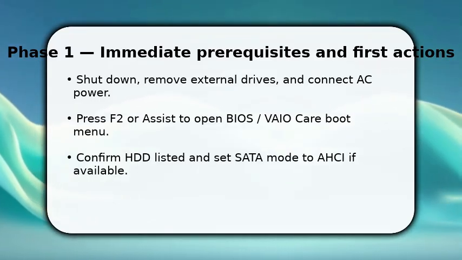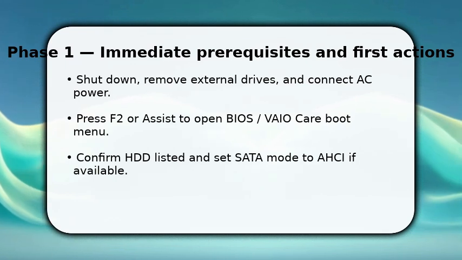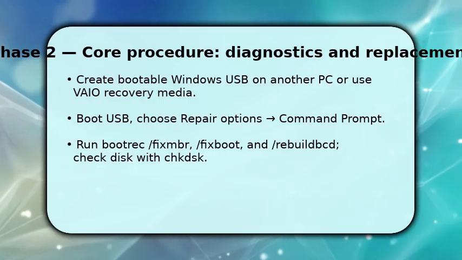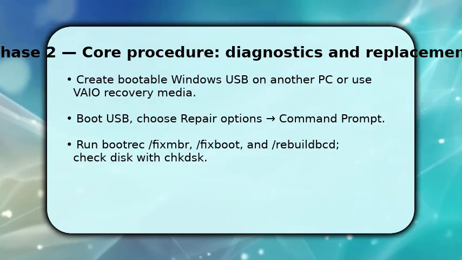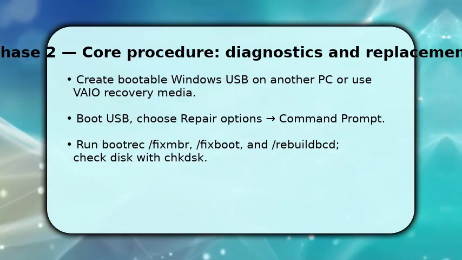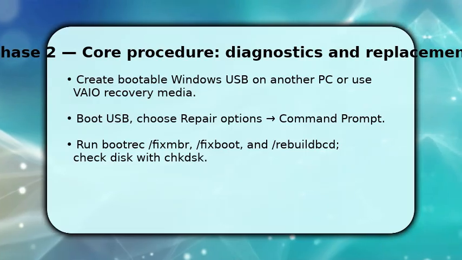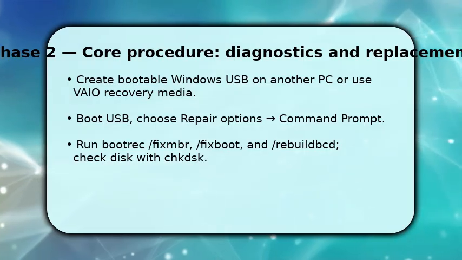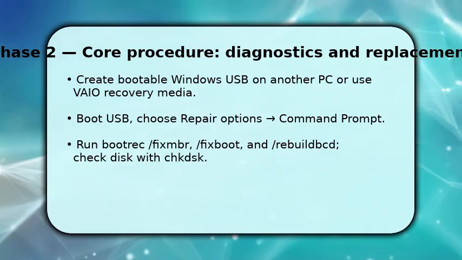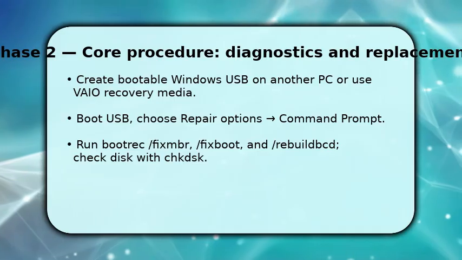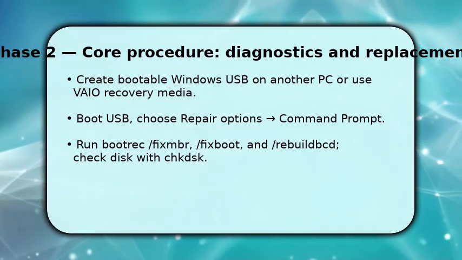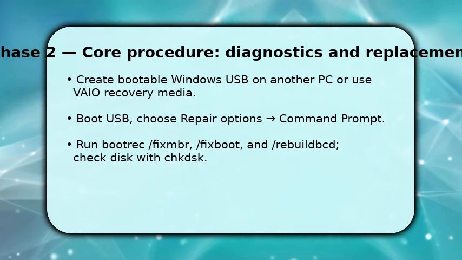Once BIOS shows the drive and you have a Windows USB or VAIO recovery disk, boot from that media and choose repair options. You'll open command prompt to run targeted tools. Bootrec /fixmbr and Bootrec /fixboot rewrite the master boot code. Bootrec /rebuildbcd scans and rebuilds the boot configuration data because corrupted BCD files cause operating system not found. Also run chkdsk c: /f to repair file system errors. These steps correct common boot record and file system faults.